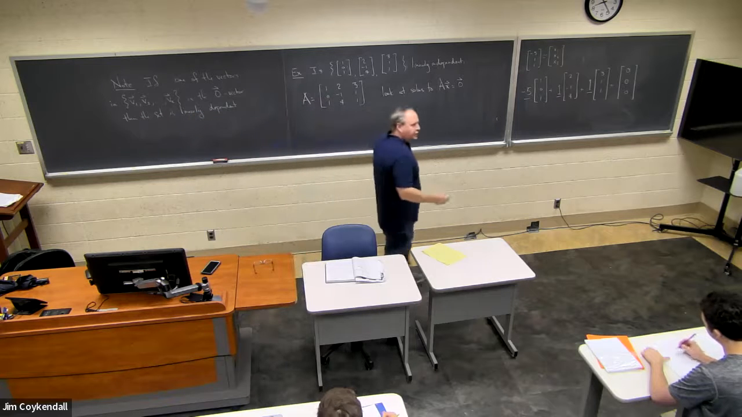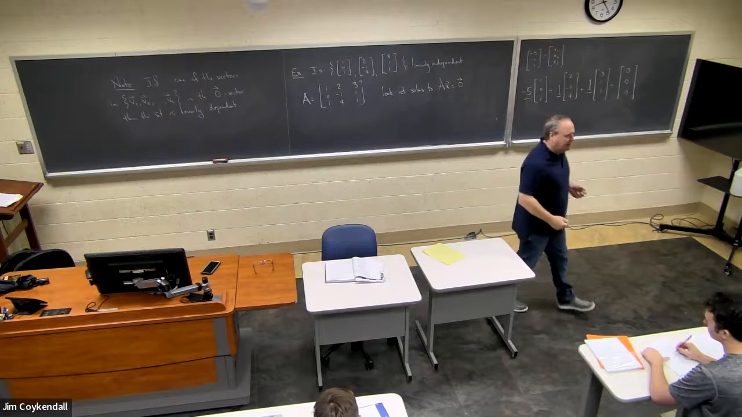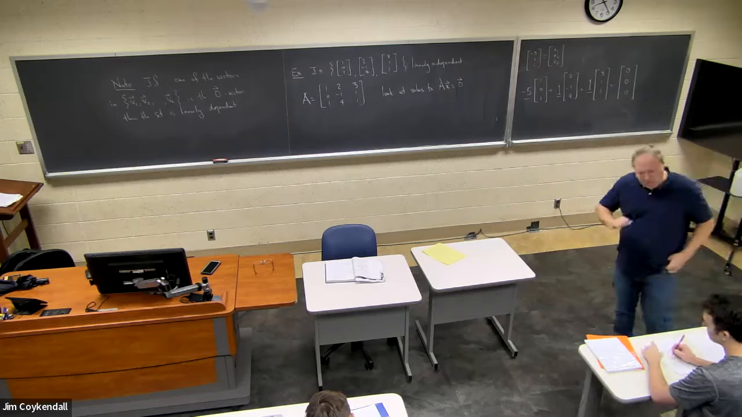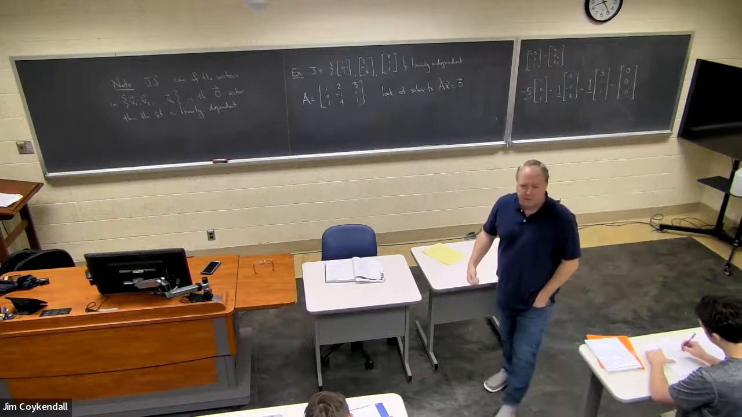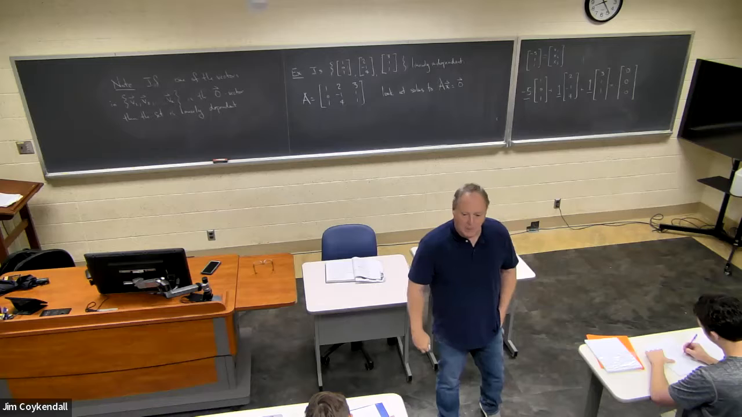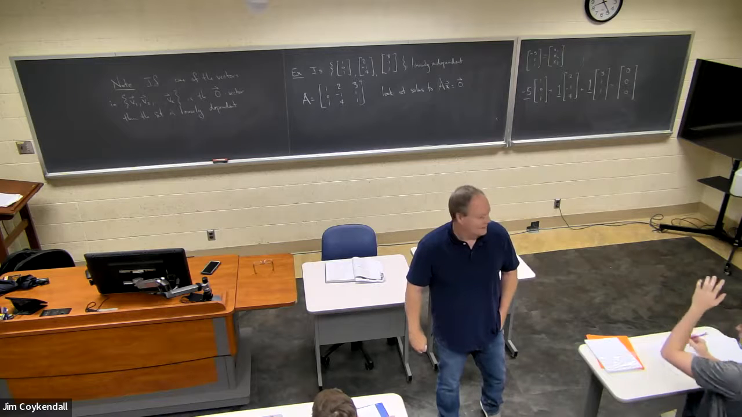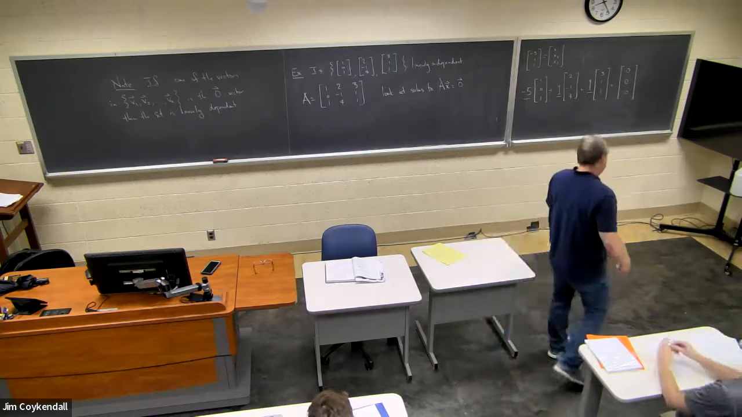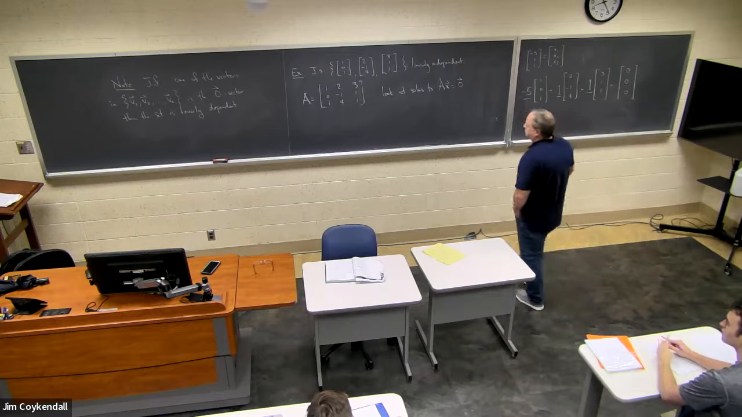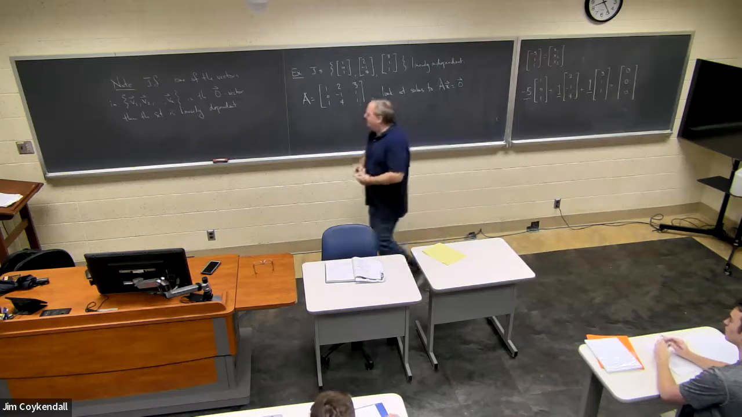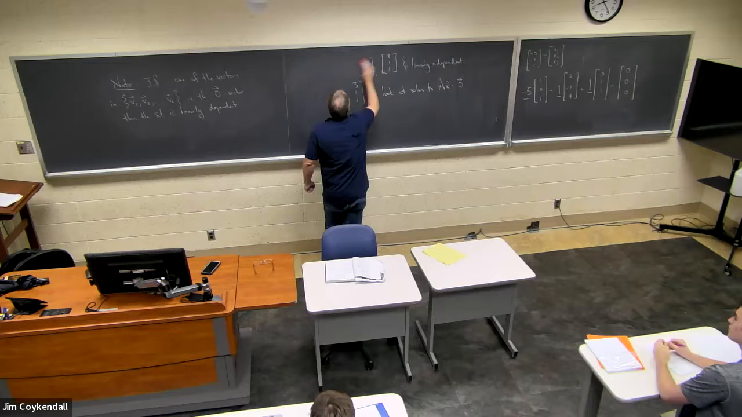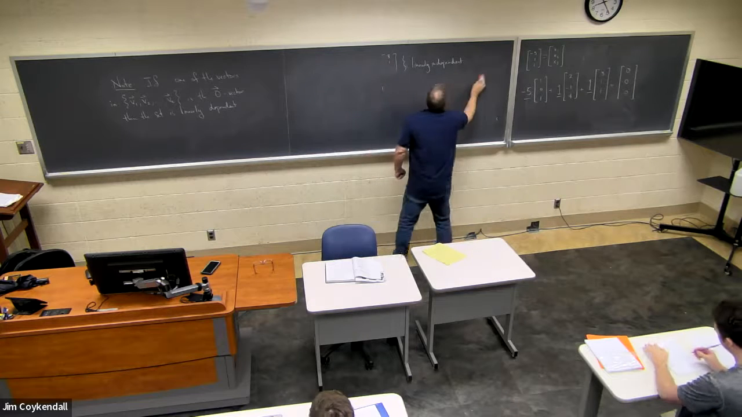So if I walk up to you on the street and give you a set of vectors, and you look at them and say, hey, look, one of those vectors is the zero vector, it's always a linearly dependent set. Anybody want to know why? Yeah. Because the zero vector is a linear combination of the zero vector, right? Yeah, I think that's sort of right.